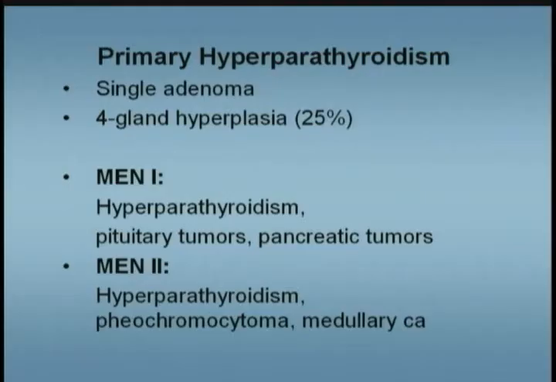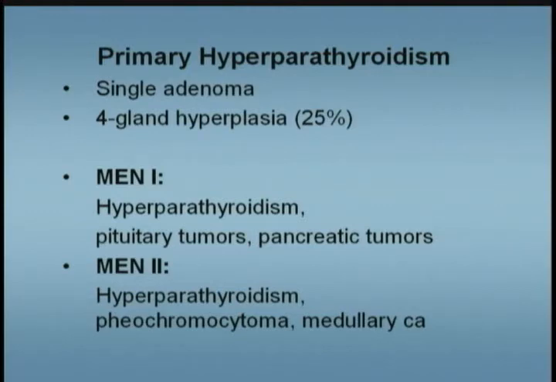And then about 1% of the cases of primary hyperparathyroidism are due to cancers of the parathyroid glands. These are very, very rare. So most of the cases are benign. A single adenoma accounts for 3/4 of the cases, and then 4-gland hyperplasia occurs about 25% of the time.